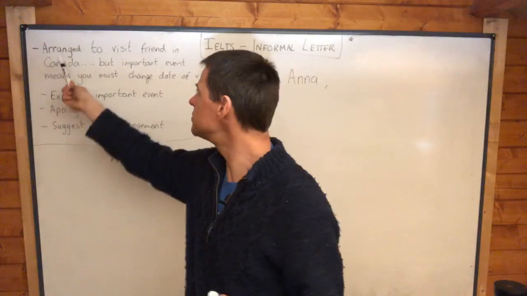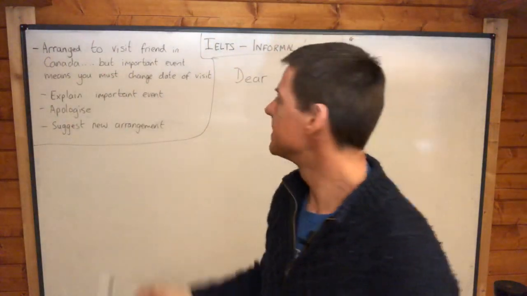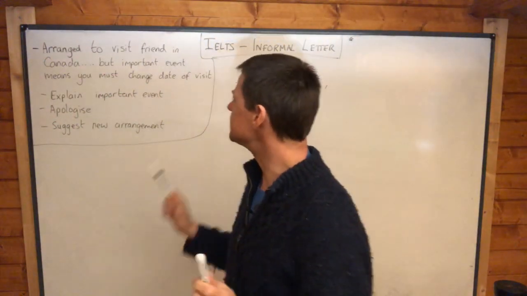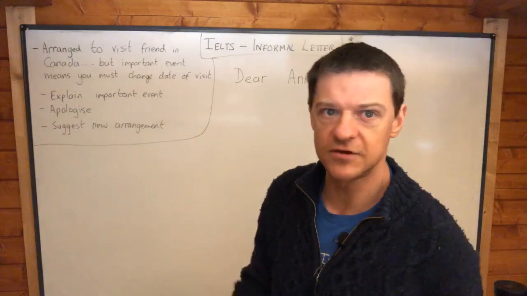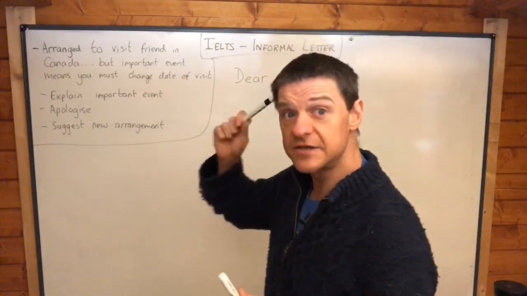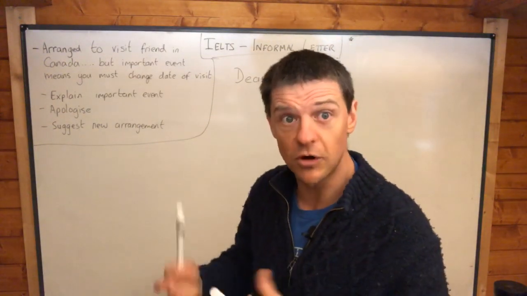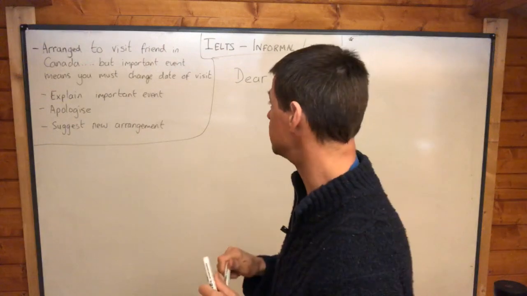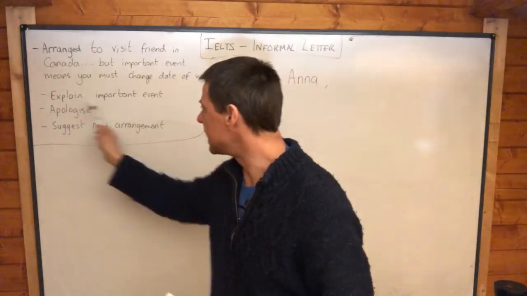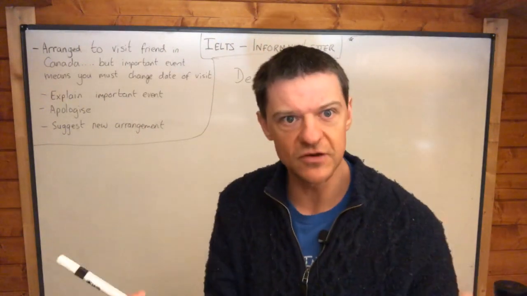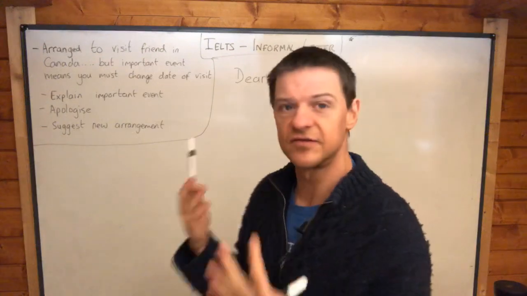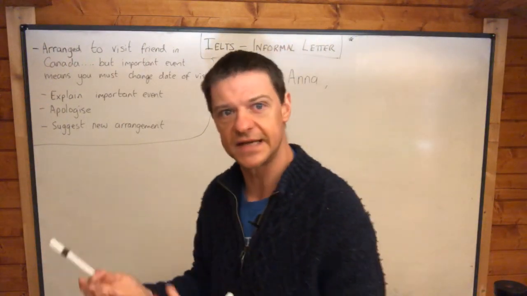You have arranged to visit a friend in Canada, but an important event means that you must change the date of your visit. Now, this is where you have to use your imagination and think of what means that you have to change the date of your visit. Explain the important event. So use your imagination, yeah? You've got to think of something that has stopped you visiting Canada.